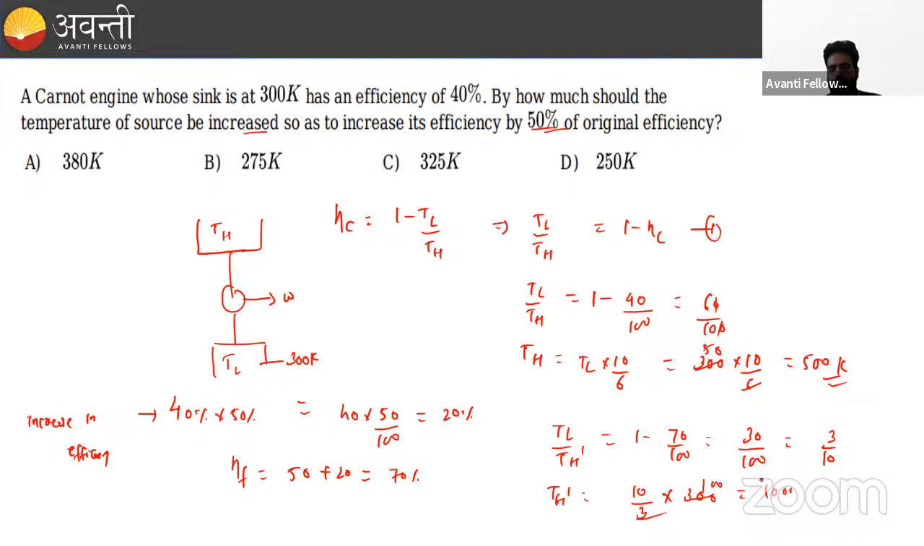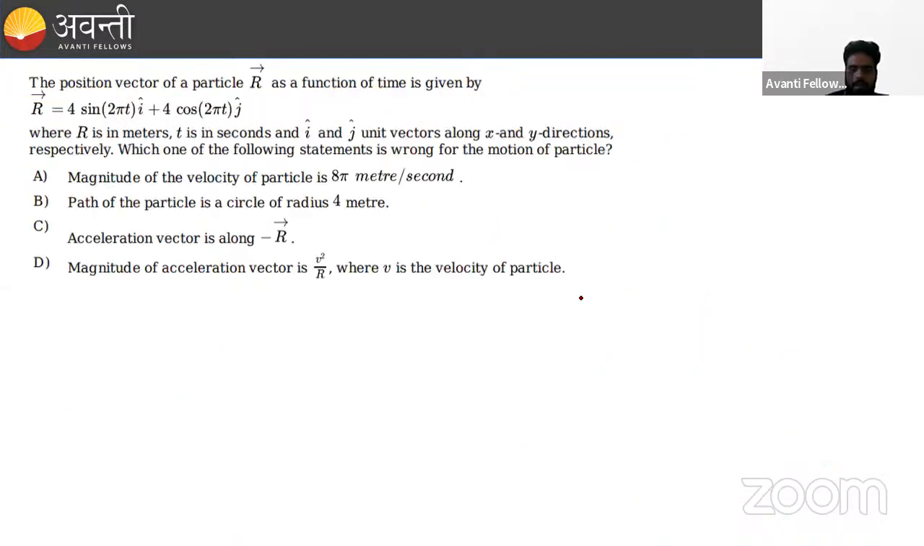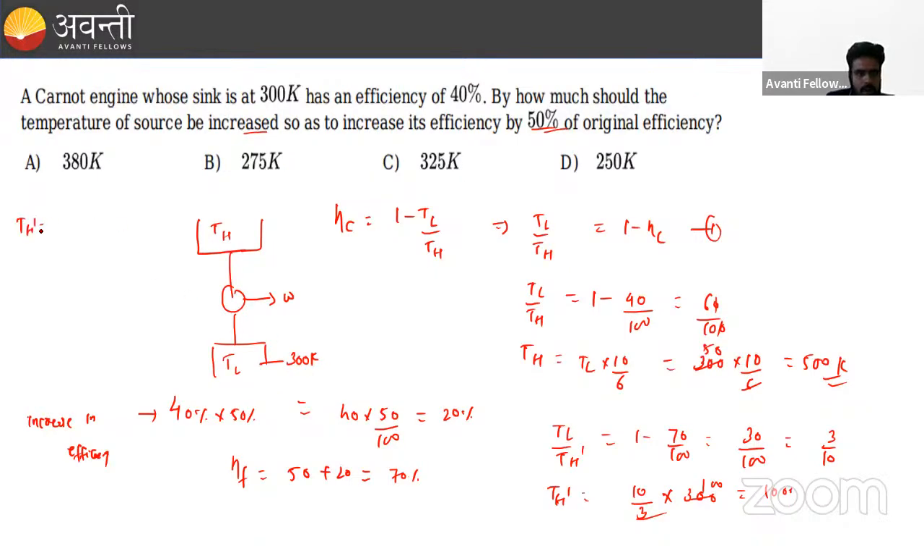Correct. So in this manner we can calculate the value here. After calculating, the new value of T higher will become, after solving this, 350 Kelvin. So what is the change in temperature of the source? The initial value is 500, so this will become 350 minus 500, and that value will become 250 Kelvin. So option D is the right one from here. What is the increase in source temperature?